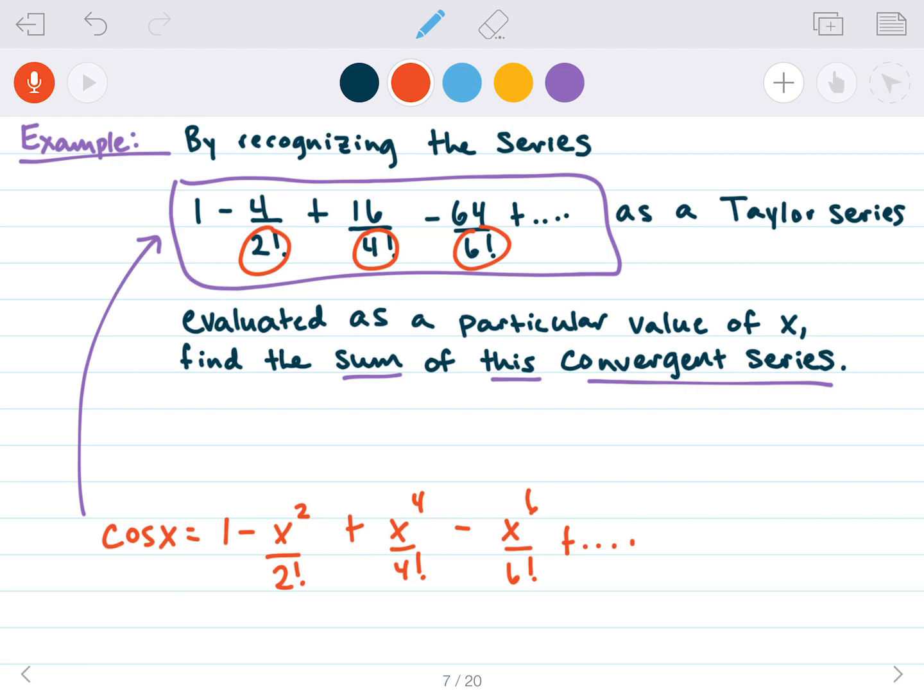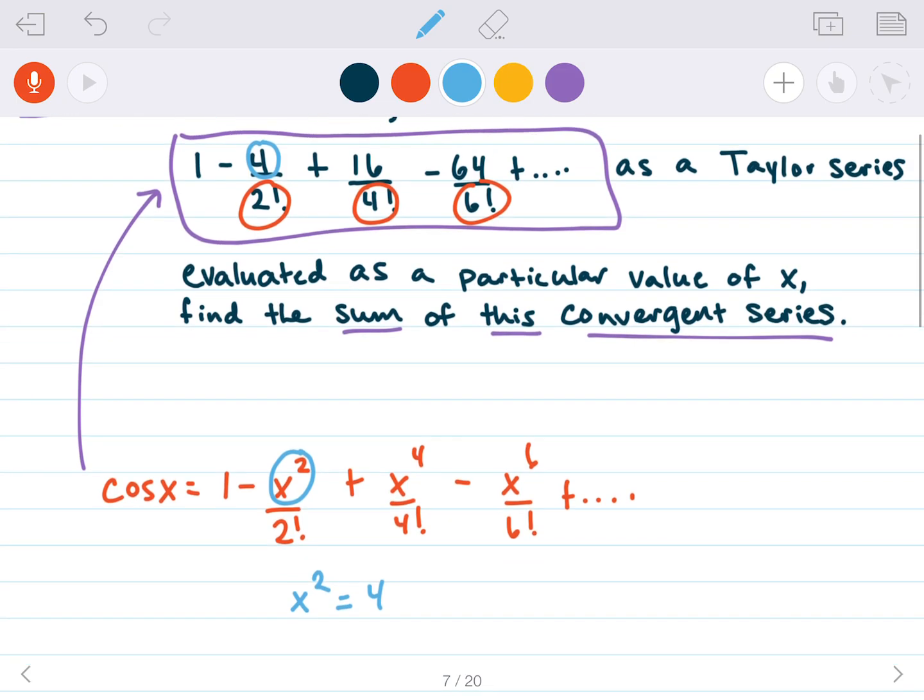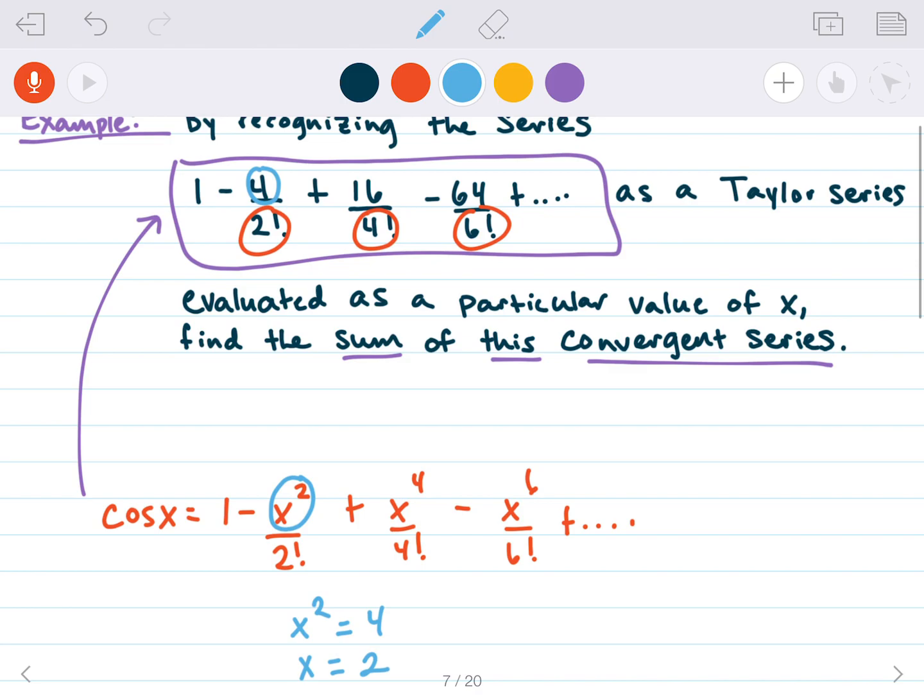The only substitution is the x, right? So what we can do is really just set one of these equal to the corresponding number in the same spot and solve for x and see if it works for the other ones. So like x squared is equal to 4. So if I take the square root of both sides, x is equal to plus or minus 2. I'm just going to go with 2 here.